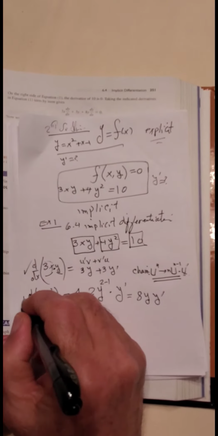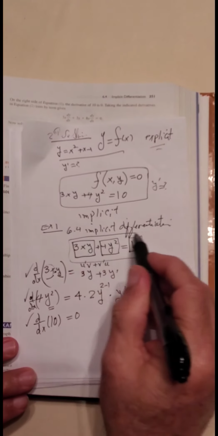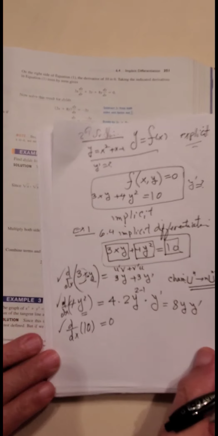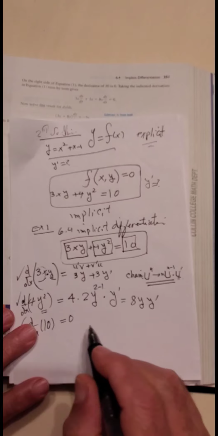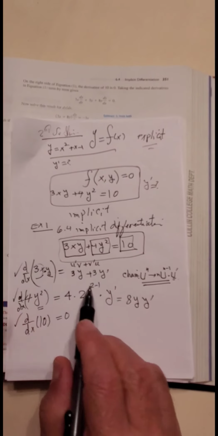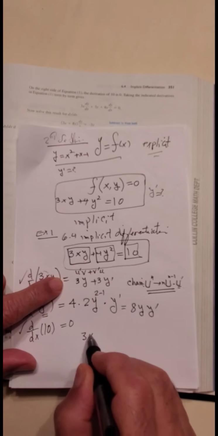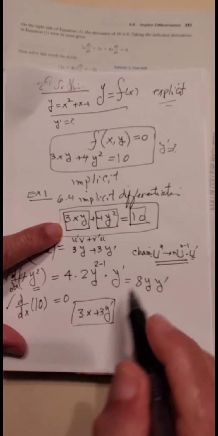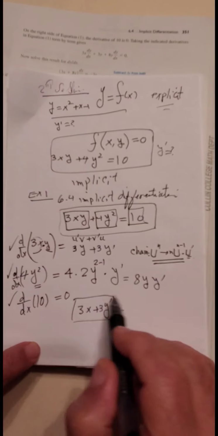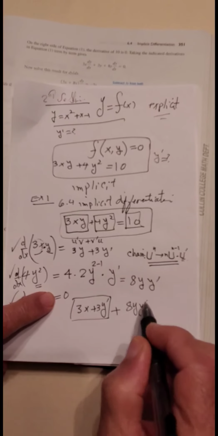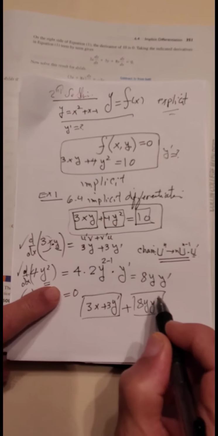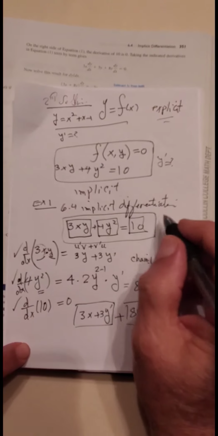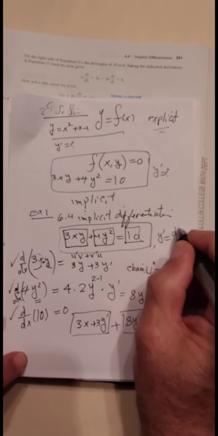So we take this and plug it into the original equation. When you do that, this is what you get: 3y plus 3x y prime, that's the first one, plus the derivative of 4y squared, which was 8y y prime. That's the second one. Remember, what's y prime? Y prime is nothing but dy over dx.